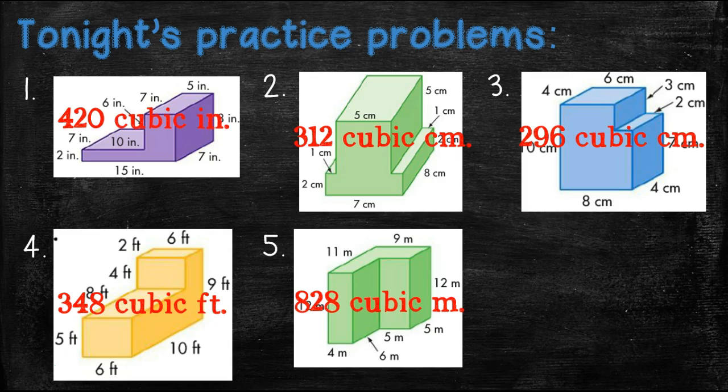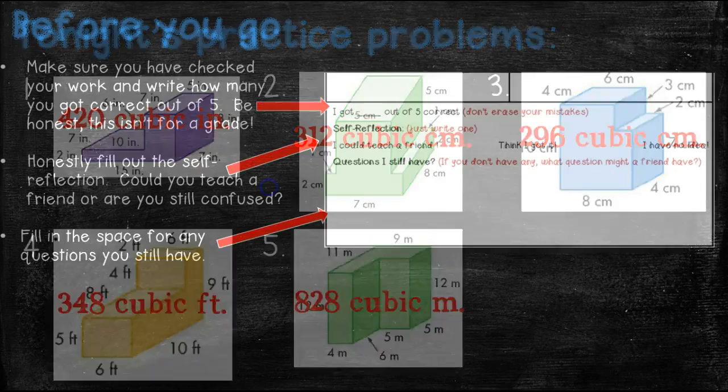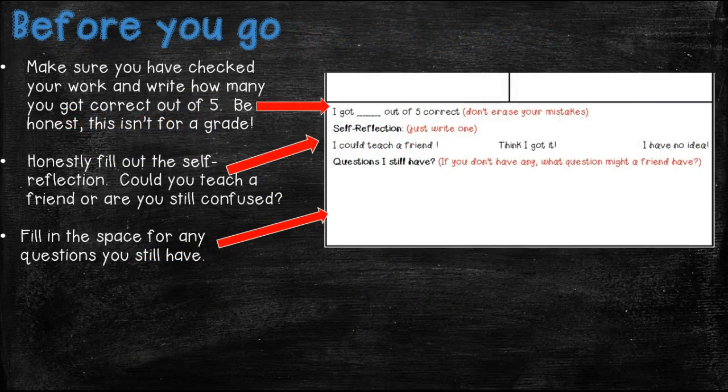All right, the answer for number 1 was 420 cubic inches. Number 2 was 312 cubic centimeters. Number 3 was 296 cubic centimeters. Number 4 was 348 cubic feet. And number 5 was 828 cubic meters. Make sure you checked your work and you wrote how many you got correct out of 5. Remember, it's not for a grade, so be honest.